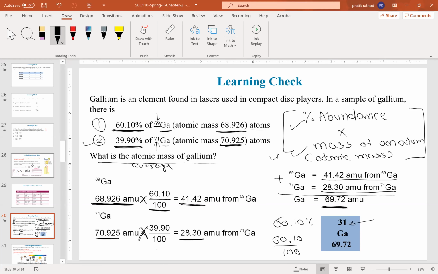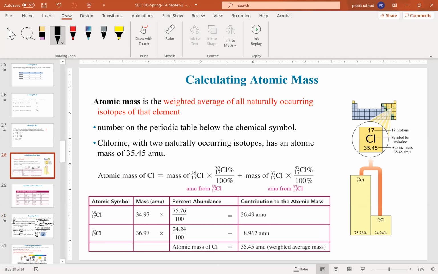All right, let me just show you one more example so you can understand this. The formula is still the same, it's just a different presentation. This is the calculation for isotope 1. This is the calculation for isotope 2. As part of the question, you will have the atomic mass, which is 34.97, and you will also have the percentage abundance. In this case, it is 75.76%. This is the example for chlorine. The atomic number is 17. The mass number or atomic mass is 35.45.